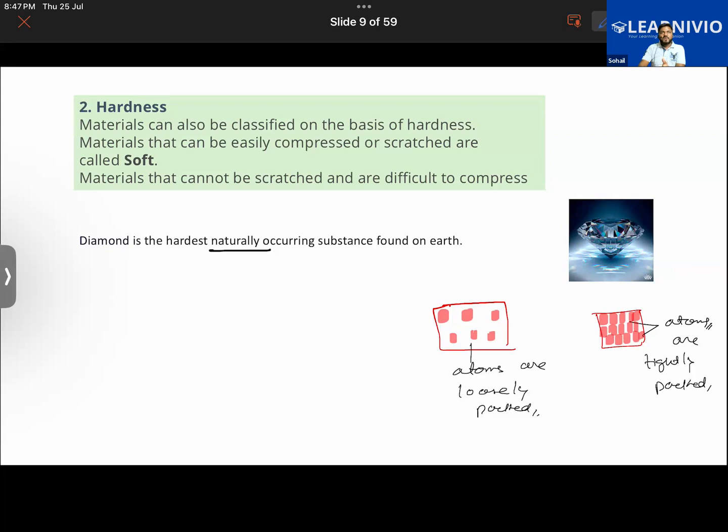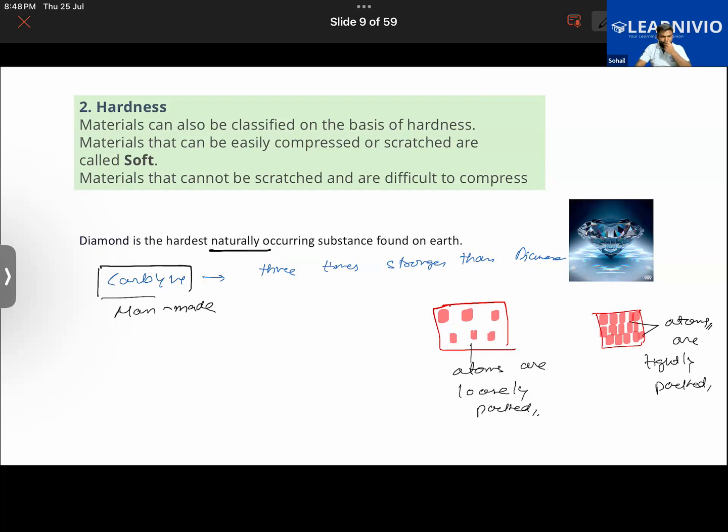Nowadays we have some objects like carbyne, which is said to be 3 times stronger than diamond. But is it a natural substance? No, that is man-made. So that is another basis of classification. Hope you guys have understood this one.